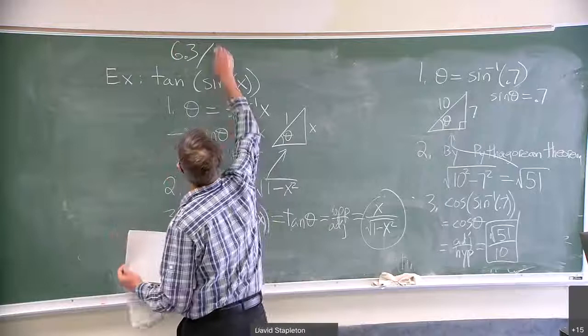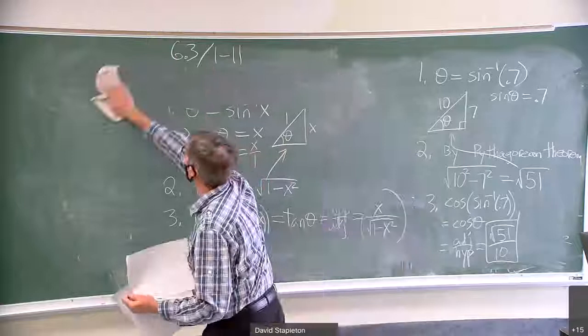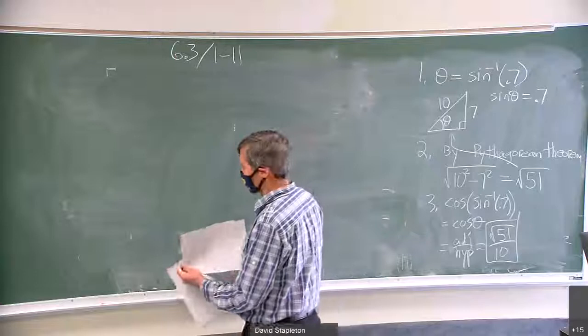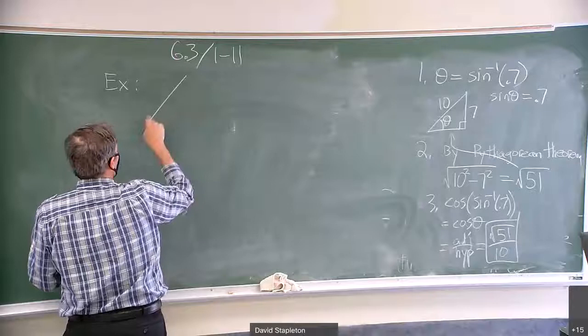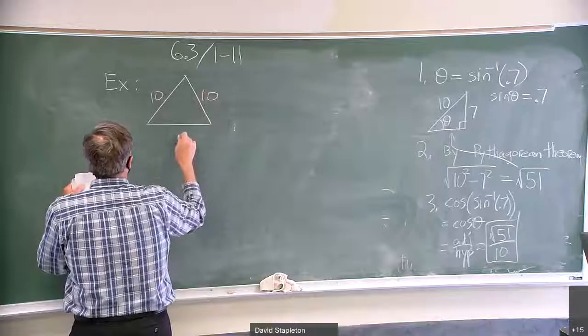There is one simple applied problem we can do. This is just to show the utility of them. We've actually done one kind of like this before in the other section. Example, I'm going to abbreviate it. It says there's an isosceles triangle that has two sides equal to 10 and the base equal to 8.